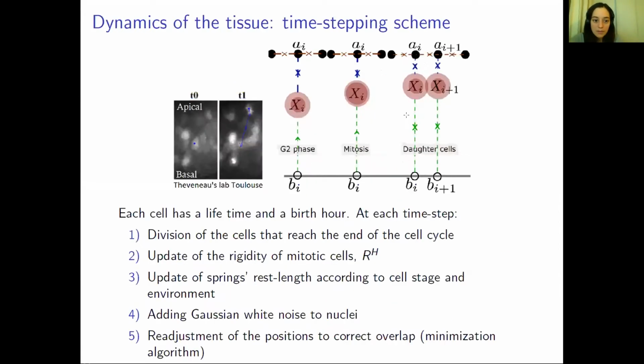Okay, so the time-stepping algorithm consists in division of cells that reach the end of the cell cycle. Then update the rigidity of mitotic cells, update the springs' rest length according to cell stage and environment, adding Gaussian white noise, and readjusting positions using the minimization algorithm.